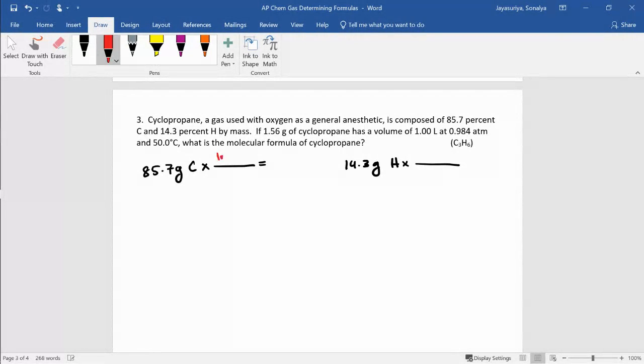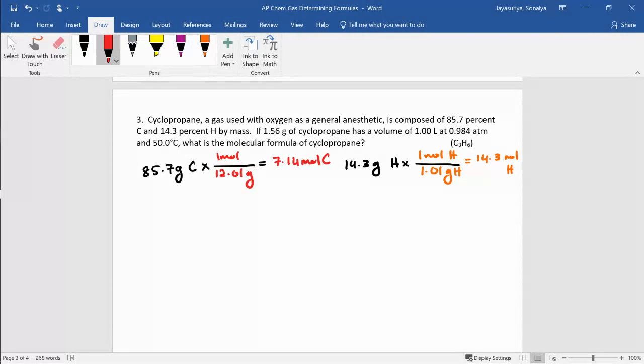Okay, so quickly convert your carbon. I got 7.14 moles of carbon, and let's see, hydrogen. This is just hydrogen by itself. This is not your diatomic hydrogen, okay, because this is percent by mass. So I got 14.3 moles of hydrogen. So obviously I have more moles of hydrogen than I have of carbon.